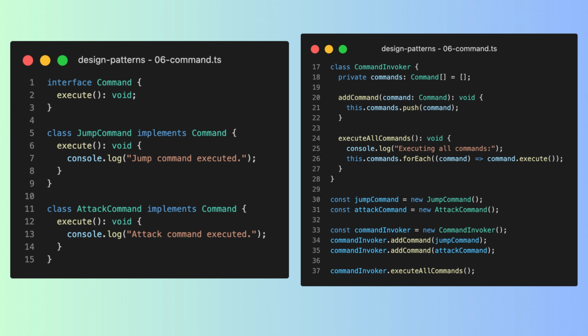In this example, we define a command interface that defines an execute method which will be implemented by concrete command classes. We then define 2 concrete command classes, jump command and attack command, which implement the command interface and provide their own implementation of the execute method. We also define a command invoker class which maintains a list of command objects and provides methods to add new commands and execute all commands in the list.